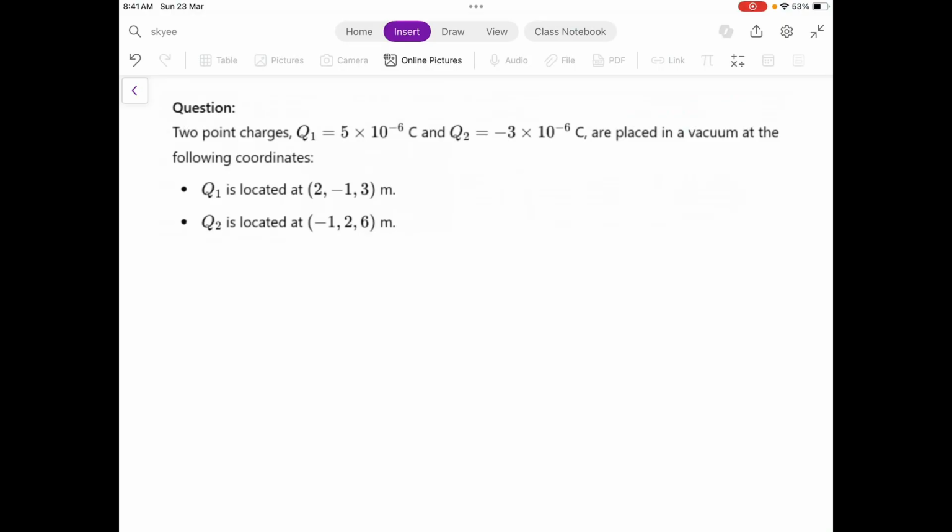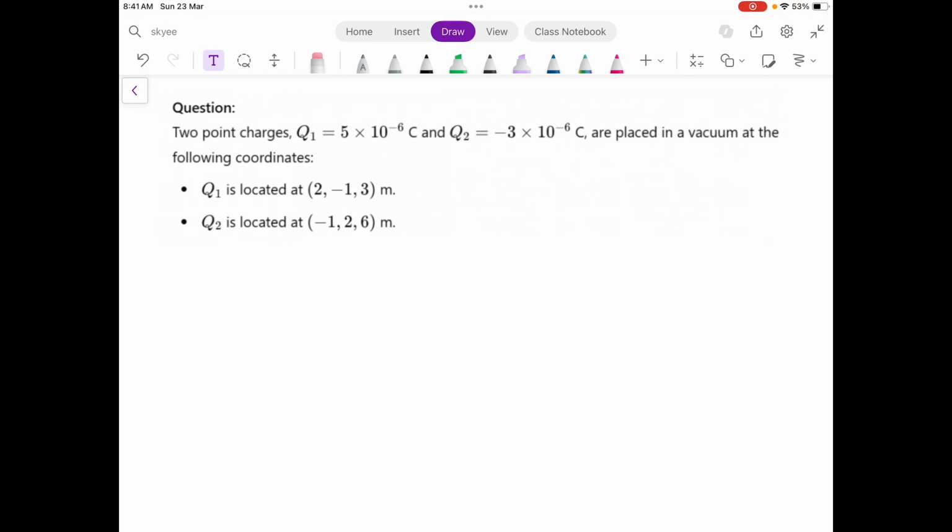Alright, let's look at these assessment questions that I gave you earlier. We have two point charges, Q1 and Q2, placed in a vacuum at the following coordinates. Q1 is a positive charge because there is a positive sign here, and Q2 is a negative charge because there is a negative sign. They are placed in a vacuum, so it is free space and the permittivity equals epsilon naught. So the coordinates of Q1 and Q2 are these.